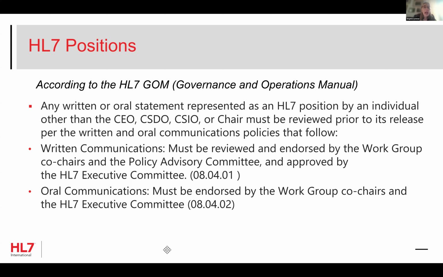And there is a policy on this. So any written or oral statement presented as an HL7 position by an individual other than HL7 CEO, CSDO, CSIO, or chair, and by HL7 chair, we mean the board chair, must be reviewed prior to its release per the written and oral communications policies that follow.